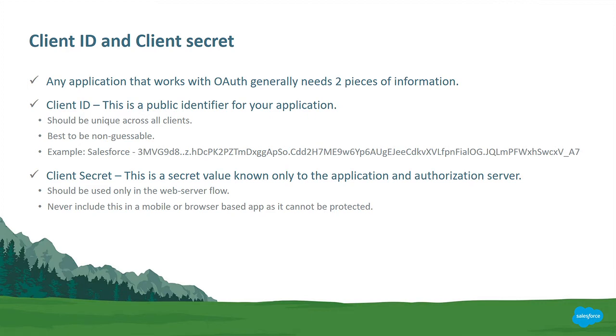The client secret is more of a secret value. Think of it as a kind of password. It has to be protected when you're implementing OAuth, and that's why we use this only in one type of flow called the web server flow, and we'll learn why that is the case. We should never include the client secret in a local application because the local application usually is not capable of protecting the client secret.